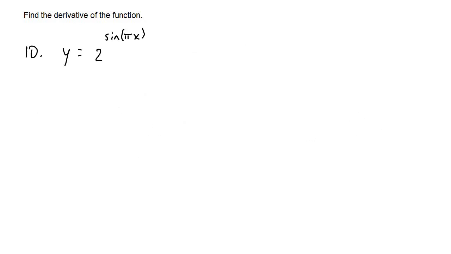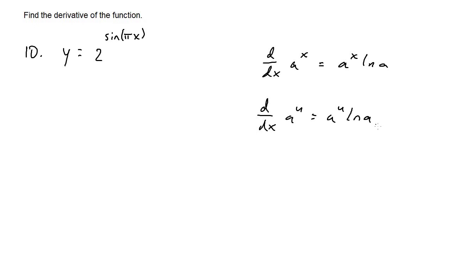Now for number 10, we have y equals 2 raised to the power of sine of pi times x. So remember that the derivative of some constant a raised to the power x is equal to a to the x times ln a. But in this case, our a value is 2, and we don't have just x, we have another function. So we basically have to take the derivative of a to the u. So remember, the derivative of that is a to the u ln a, and because we're using the chain rule, there's an inside function, so we multiply by u prime.